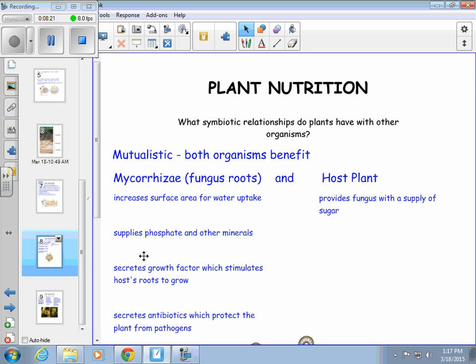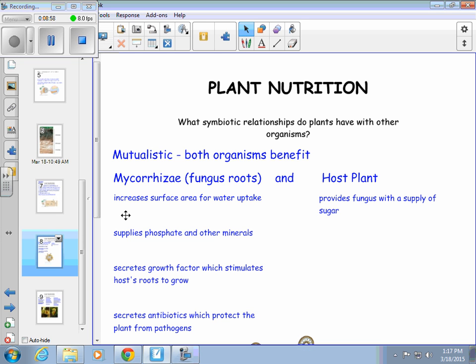There are mutualistic relationships in the world of plants when you compare plants to bacteria or plants to fungus. And a mutualistic relationship is one where both of those organisms benefit. The one that I want to describe here is a relationship between a plant and a fungus. Now the plant looks like it gets off pretty easy because it's simply providing the fungus with one thing. It's providing them with a supply of sugar. The fungus, on the other hand, does a list of things to help the plant out.